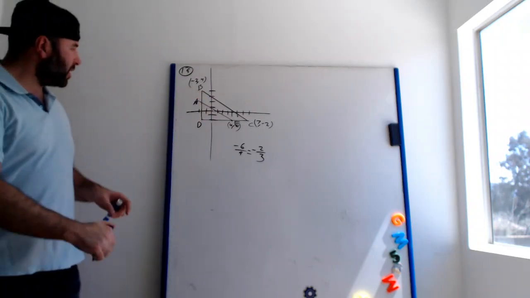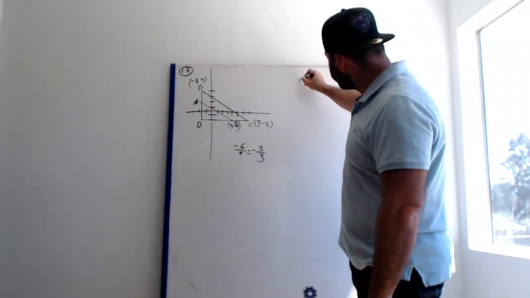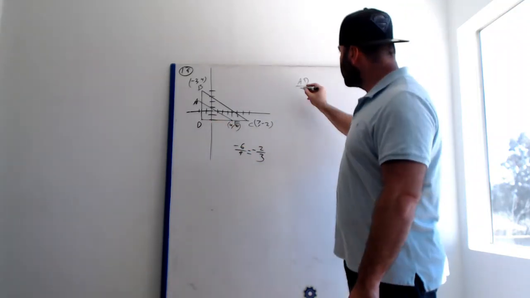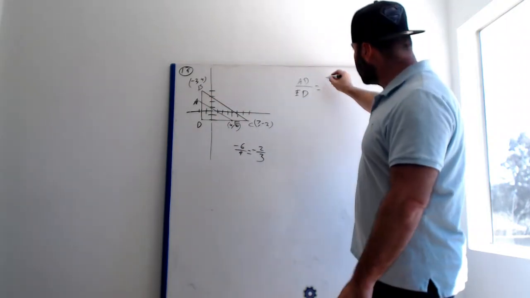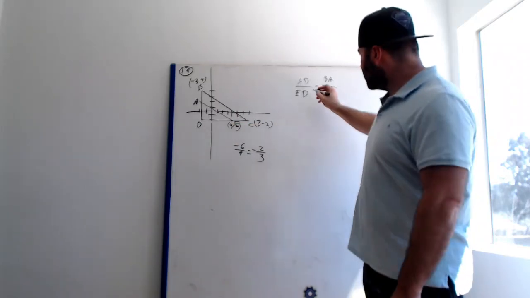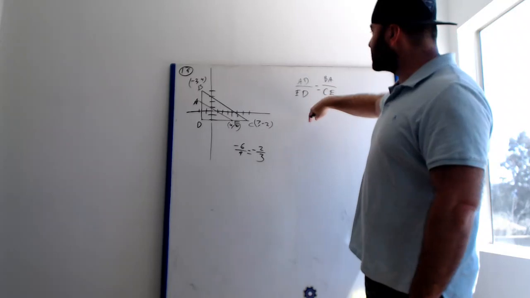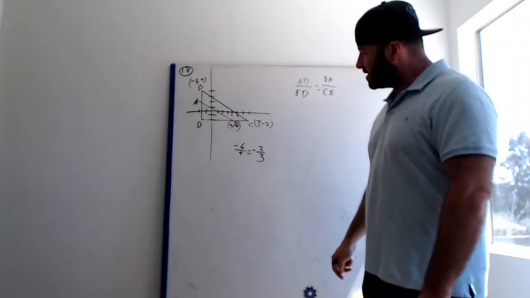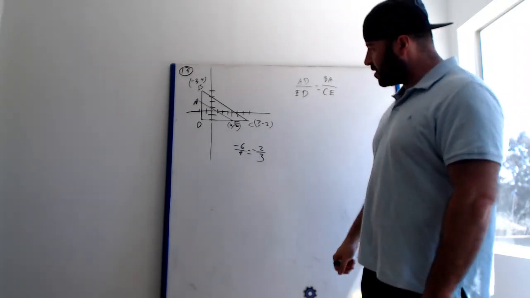One thing that I can say is that AD over ED is proportional to BA over CE. So basically they want you to use the knowledge from section 6.4 and now recreate it. That's kind of what they were going for on this problem.